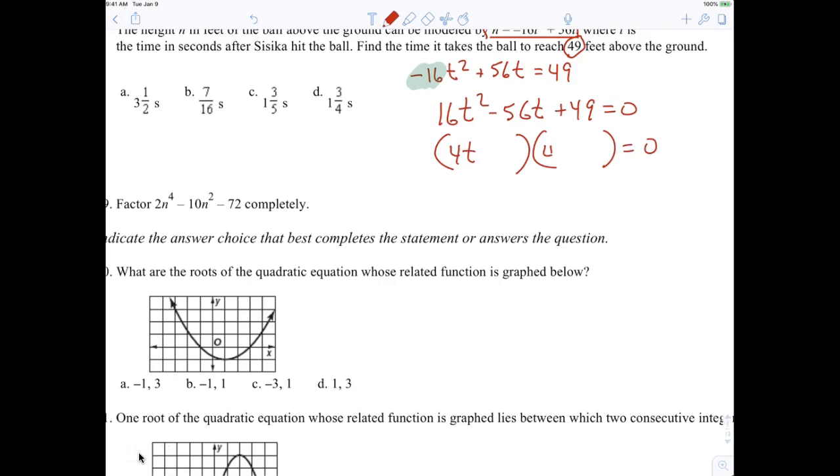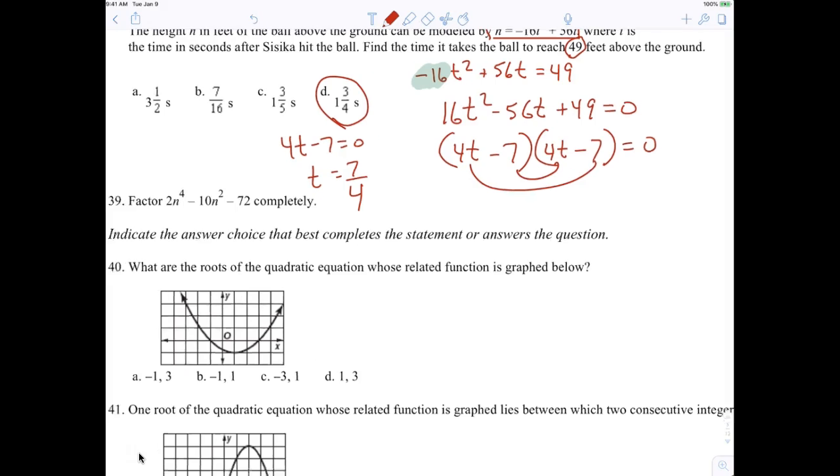4t and 4t. 7 and 7. That's 28, and 28 makes 56, if they're both what? Negative. So now it's just 4t minus 7 equals 0. So t is equal to what? What fraction? Good job. 7 over 4. Be careful. 7 over 4, which is the same as 1 3/4 of a second. Any questions with that?